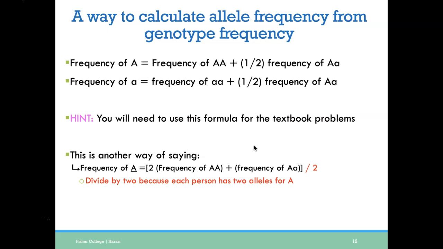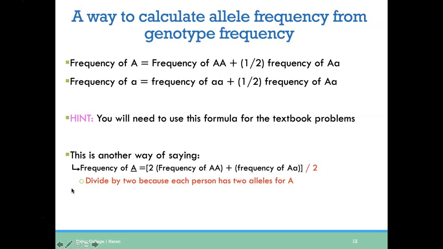There's another way to calculate allele frequencies from a genotype frequency. And I'll give you the hint that you're going to use this formula for the textbook problems. This is presented on the top of page 716 as well. To figure out the allele frequency of big A, you look at the number of homozygous dominant individuals, and you add that plus half of the heterozygotes. And again, the frequency of little a is the frequency of homozygous recessive, little a little a, plus half of the heterozygotes.